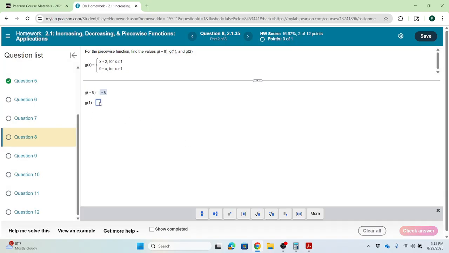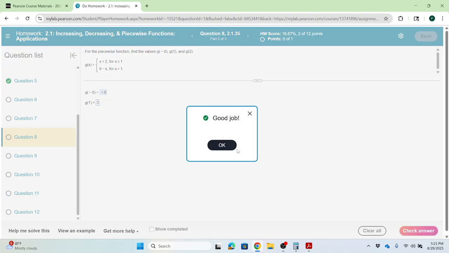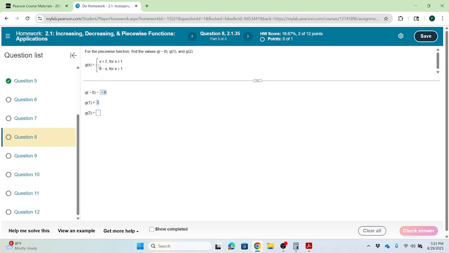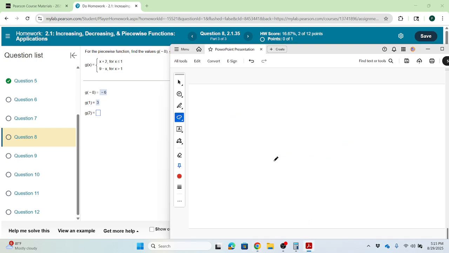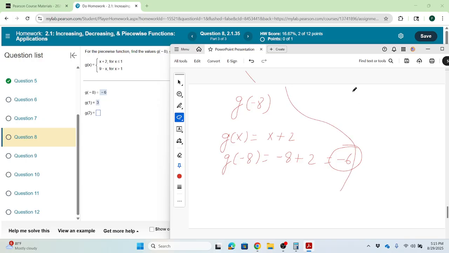What's the value of the function at 1? One more time. For x equal to 1, the very same function we're going to use. So 1 plus 2 is 3. So that's the value of the function. Anything greater than 1 goes here. So you have to use the formula 9 minus x to compute for anything greater than 1. If you want to find out the value of the function at 2, this is the formula you have to use, and in this case that's 7.